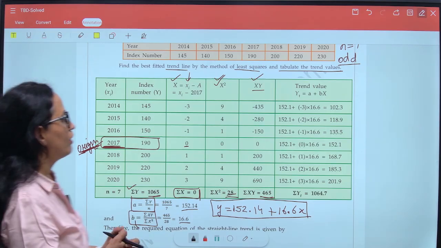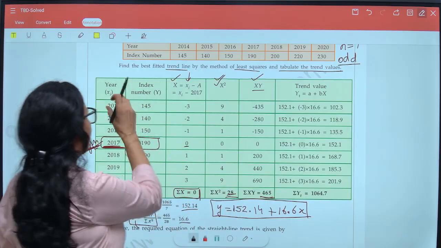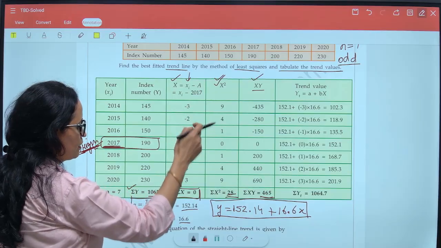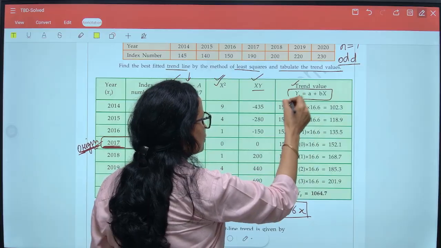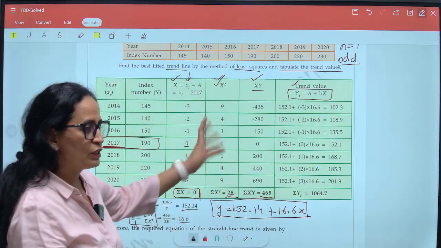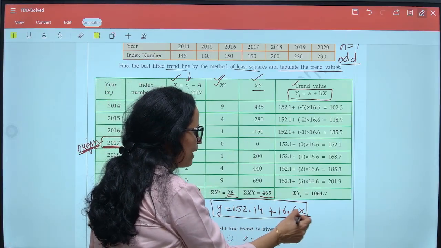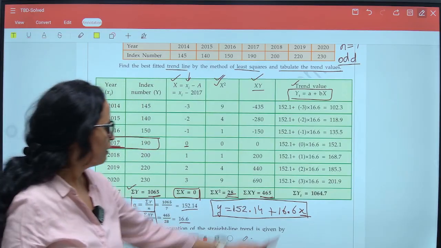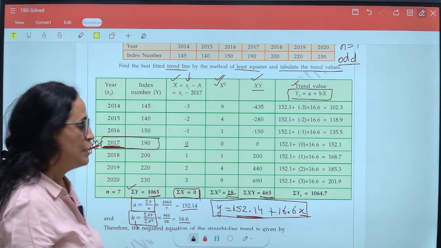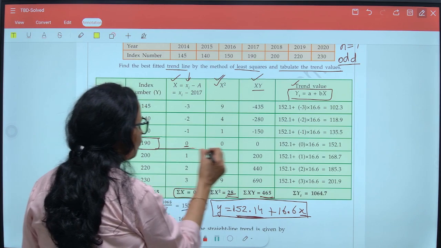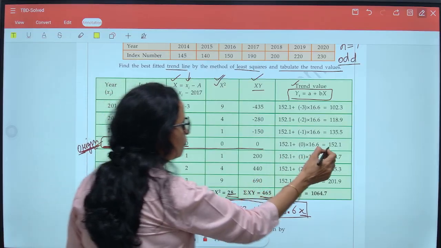Now again the shortcut here. How do we calculate the trend values? We put in the values of x, -3, -2, -1 in this equation and calculate the trend values from the equation that we have just derived. But a shortcut would be, look at this equation. If the value of x is 0, this factor becomes 0. So we have only 152.14 left for y. So that means corresponding to the row where we have 0, the value of y is 152.14.